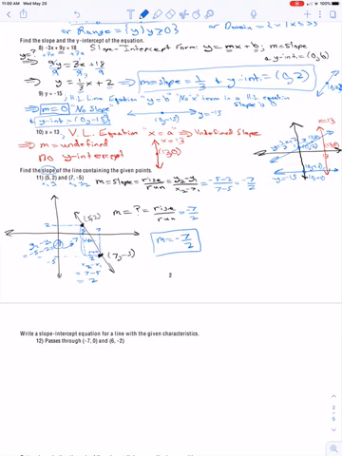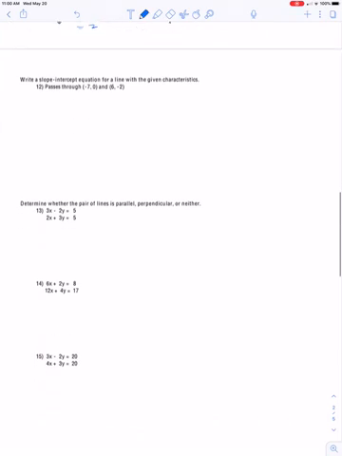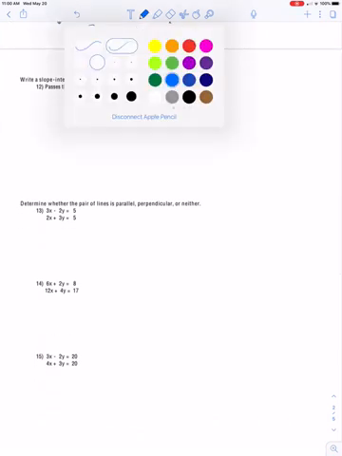Which again tells us it's a decreasing line. A negative slope's going down from left to right. A positive slope is increasing, going up. A slope of 0 is horizontal. If it's undefined, it's vertical. So remember, the characteristics of slope tell us everything about the line.